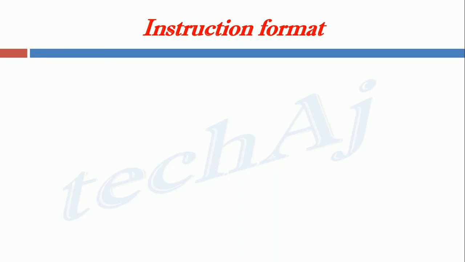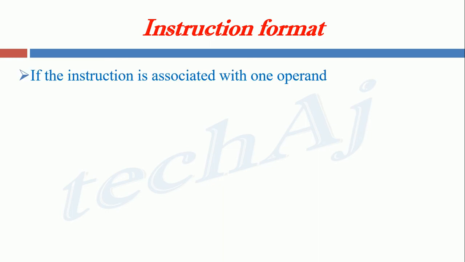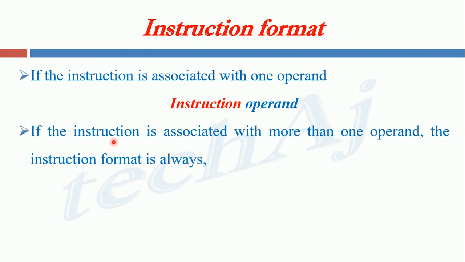Before going to the instruction set, let us understand the format of instructions in the 8051 microcontroller. In 8051, the instruction may be associated with one operand. In that case, the format is instruction followed by the operand. Sometimes the instruction may be associated with more than one operand. In that case, the format is instruction followed by the destination operand, then the source operand.